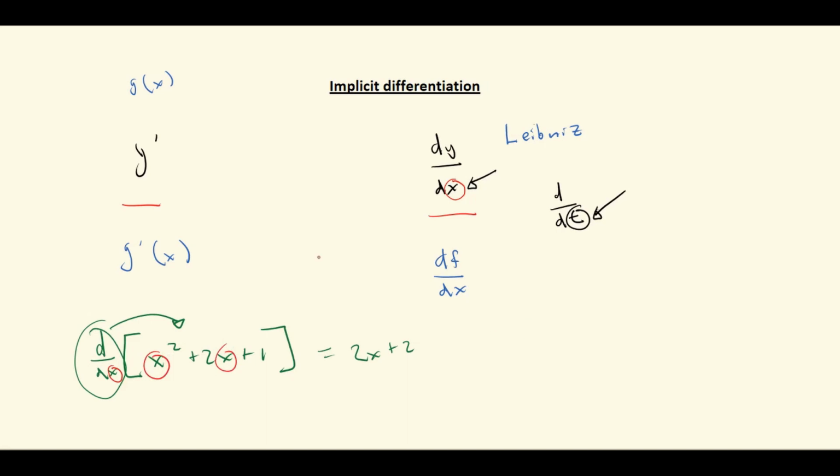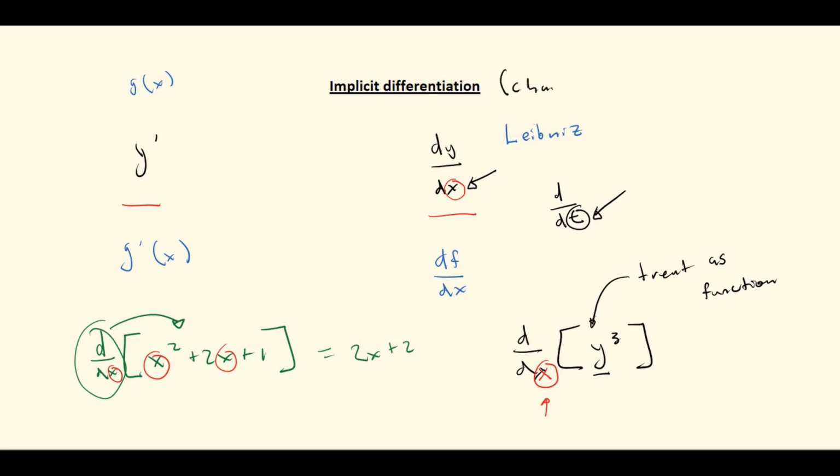But other times, if we're asked to take the derivative with respect to x of, let's say, y to the third, now we have a problem because we have an x here. We're taking the derivative with respect to x, so this is saying that x is the independent variable. That means that anything that is not x, so in this case y, is not the independent variable, so we have to treat it as a function. This is why you can say implicit differentiation is basically the chain rule.